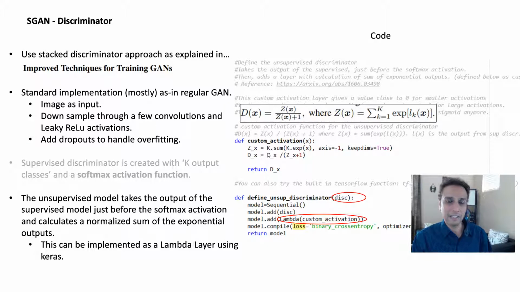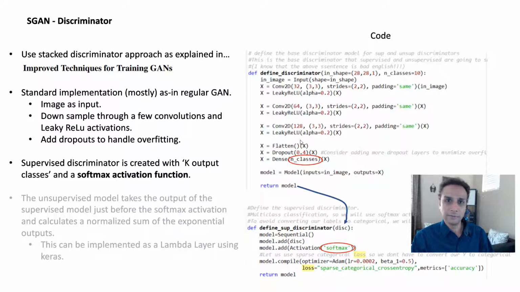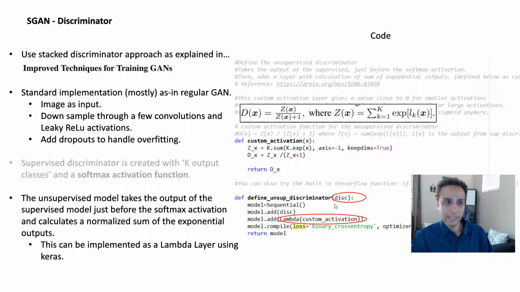Now I just need to add this, and it's very easy in Keras. How do you add a custom function as a layer in your model? You just need the Lambda layer. This Lambda is available as part of your Keras. So go ahead and add that. So here, my unsupervised discriminator is nothing but this part that extracts the features and gives you 10 classes, right? And then take that discriminator and add a Lambda layer on top of it. Because this is binary, we are going to use binary cross entropy, and the optimizer is my Adam optimizer. This is it. This is my unsupervised.